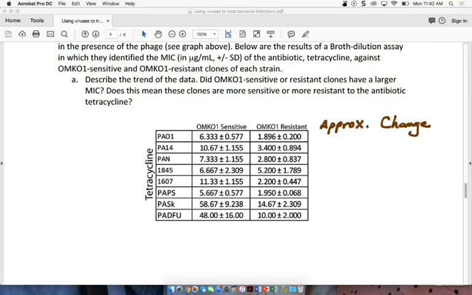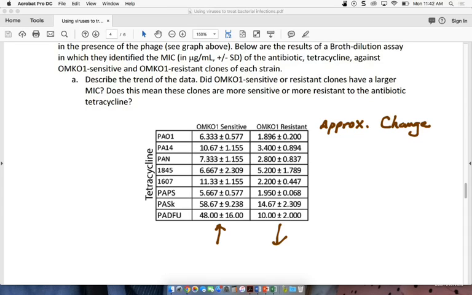What is the general trend here? How do the MICs compare between the two groups? Okay, so Emma said that the strains of bacteria that are OMKO1 sensitive, so they're still sensitive to the phage, in general have higher MICs than the resistant strains. Everybody on board with that?